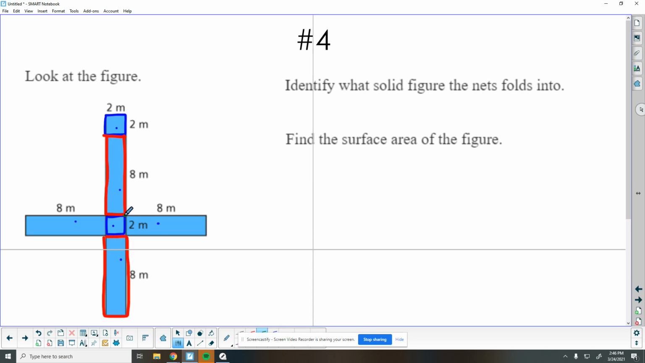And then our last piece here, this is 2. This is 8. So these sides are also 8 by 2, and we add them all up.